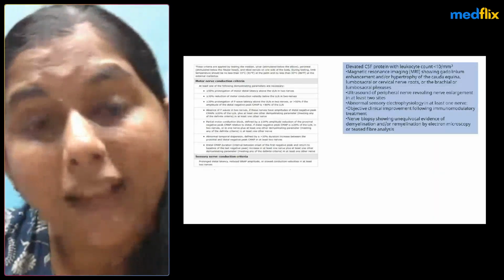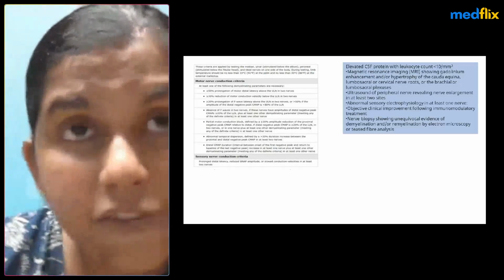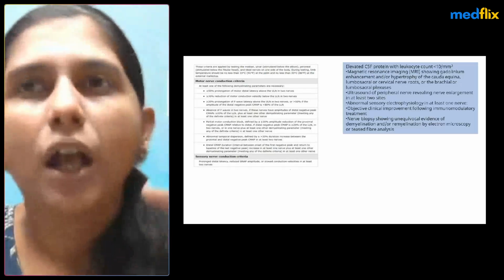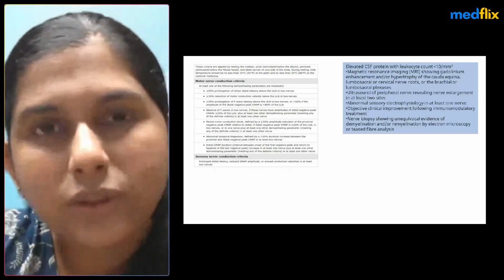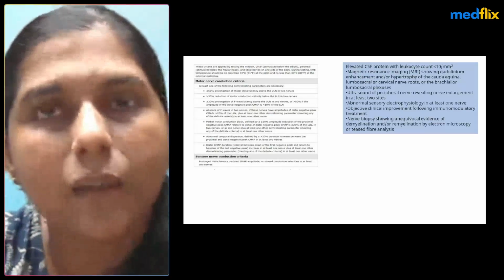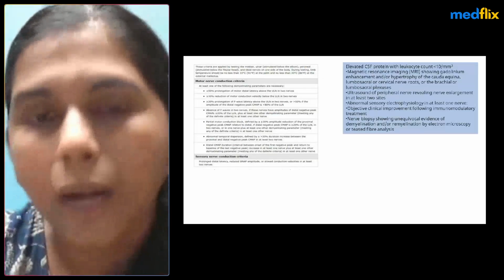As per the EFNS criteria, each of these has specific electrophysiological requisites to say that they fall in. But commonly we don't see CIDP patients very, very classically fitting these criteria. But yes, for each variant there is a set of criteria, and we have to try to apply them.